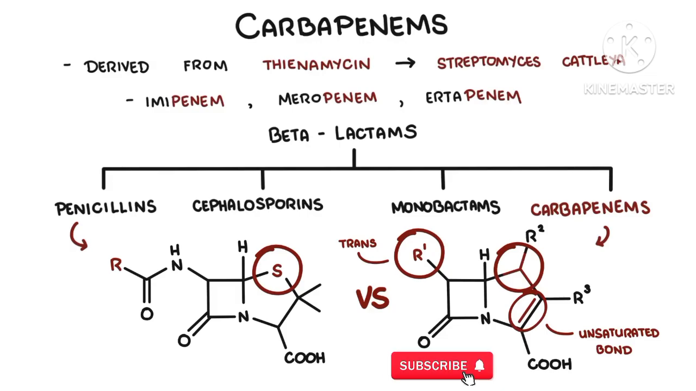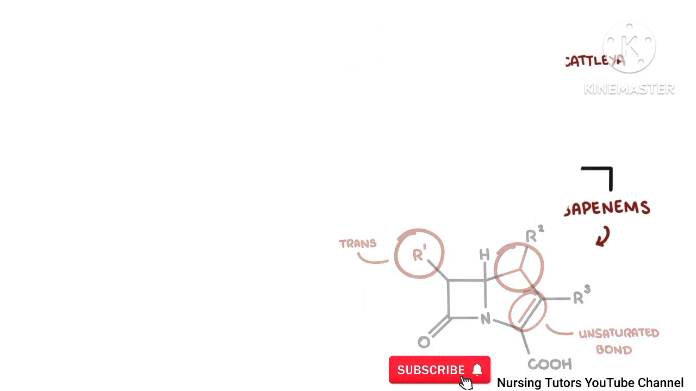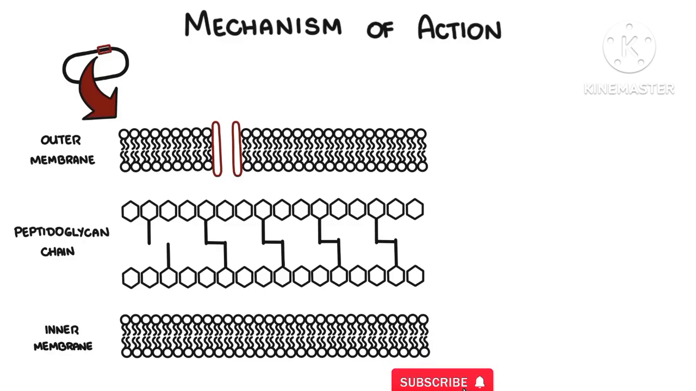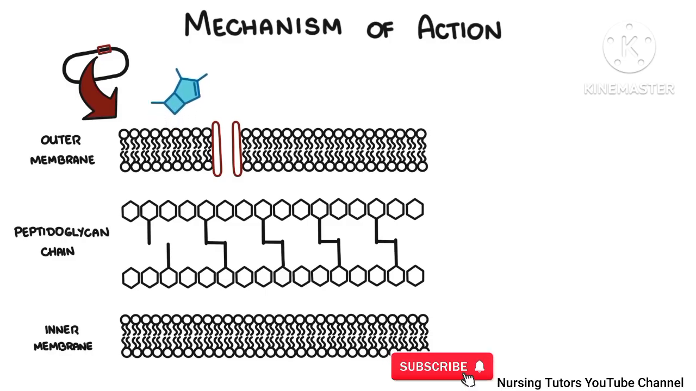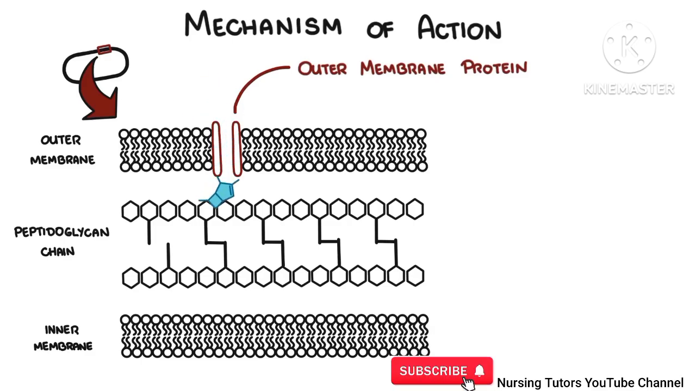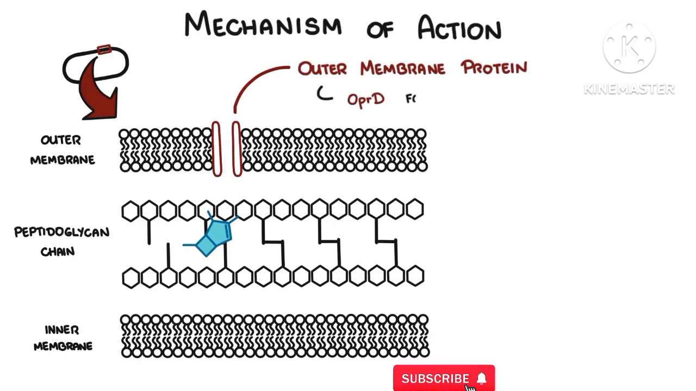So these carbapenems are always used in very serious conditions because of their efficacy and their resistance to the beta-lactamases. The mechanism of action of carbapenems is not far from other beta-lactam antibiotics. It inhibits cell wall synthesis, therefore it inhibits the process of transpeptidation, and it works through binding to the penicillin binding proteins, and therefore it achieves a bactericidal effect.